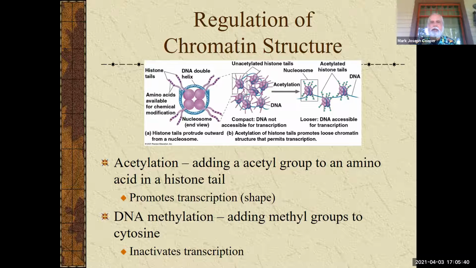On the other hand, you can actually inactivate it by adding methyl groups to the cytosine. Cytosine seems to be the nucleotide that it attaches to, and this will actually shut it down. So what I'm trying to give you here is these two little processes at the chromatin level will change the structure and make it either easier or stop transcription. So think of adding the acetyl, A is promoting transcription, and then the M is actually slowing it down.